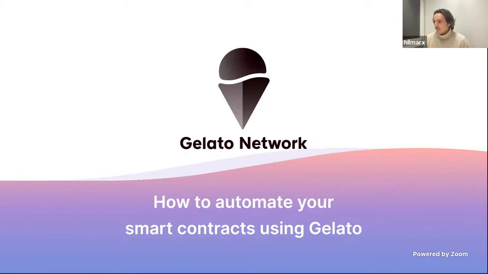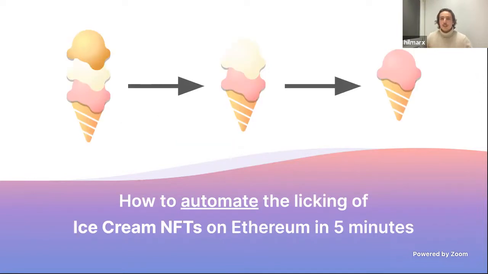This workshop is of course around Gelato, but I will walk you through a simple use case of what you can do. This is how you can lick your ice cream NFT every 5 minutes on Ethereum, or we will actually do it probably on another network that is a bit cheaper. We'll have an NFT that lives on Polygon, for example, and we want to lick it every 5 minutes.